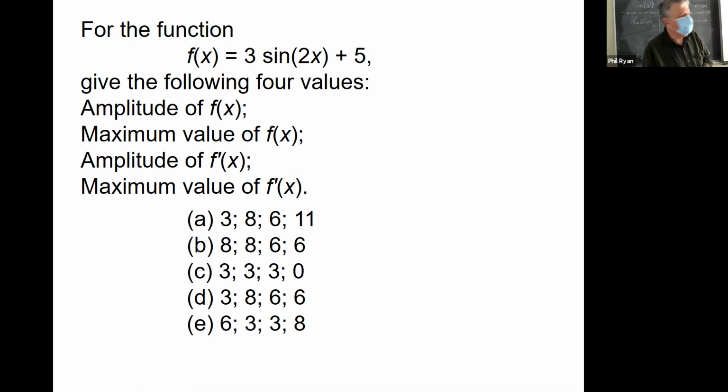Okay. Jinru, here is a question. So here's a function. And here are 4 values that we can get with the function: the amplitude of f, the maximum value, the amplitude, and the maximum value of the derivative. All right. So these are 4 sets of numbers here. Which set of numbers belongs to that function?